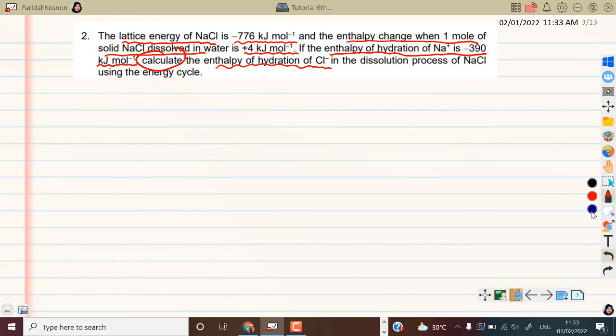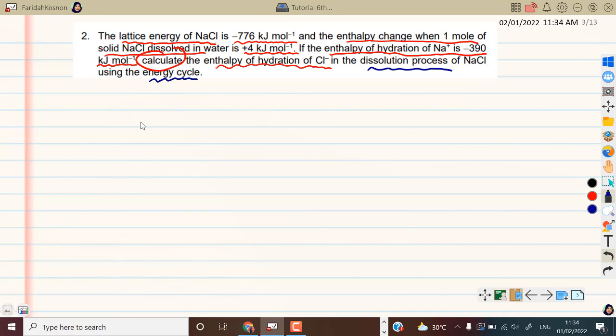So, we are going to solve a question which is related to the dissolution process. Ataupun dissolution process ni adalah satu proses where solid sodium chloride dissolves to form an infinitely dilute solution. The question asks you to calculate the enthalpy of hydration by using the energy cycle method, so you have to construct an energy cycle. Jadi dalam kuliah saya dah terangkan, dissolution process involves 2 steps. Firstly, you have to write the thermochemical equation that shows the enthalpy of solution of sodium chloride.